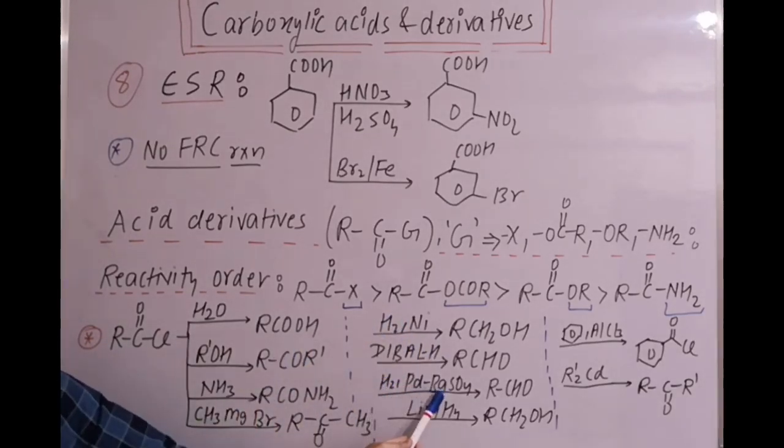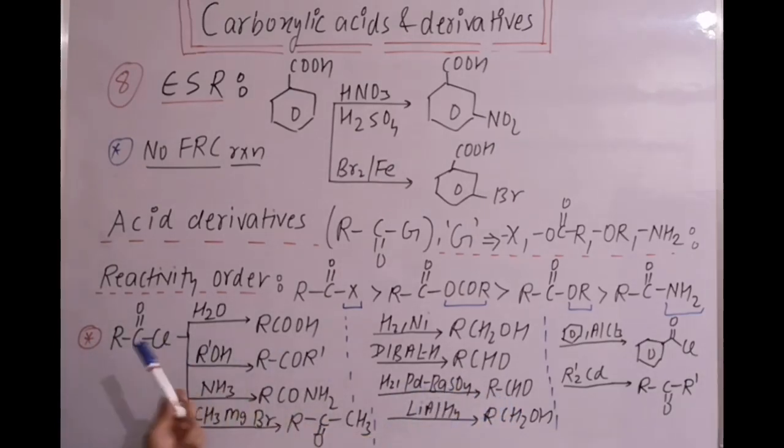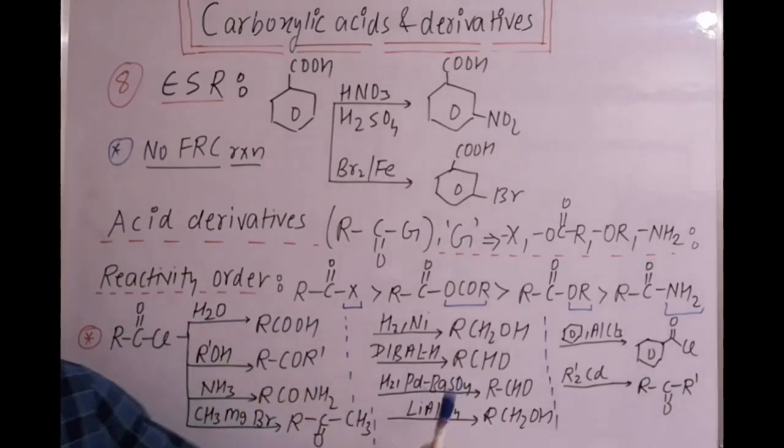Then H2 with Pd/BaSO4. If you remember this one, in aldehydes and ketones we have done Rosenmund reduction. RCOCl with Rosenmund reduction, that is Lindlar's catalyst, gives RCHO. With lithium aluminum hydride, this also gives alcohol, RCH2OH.